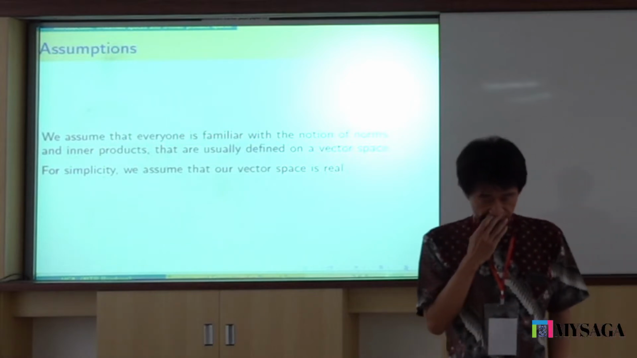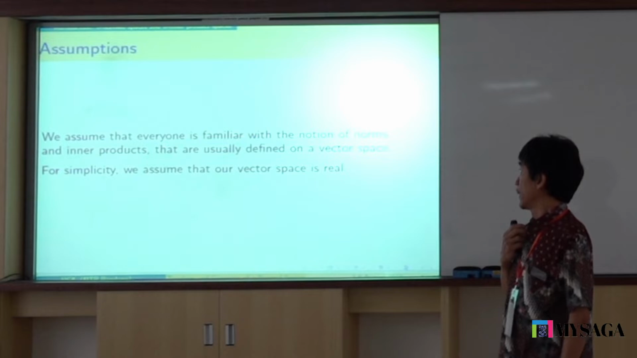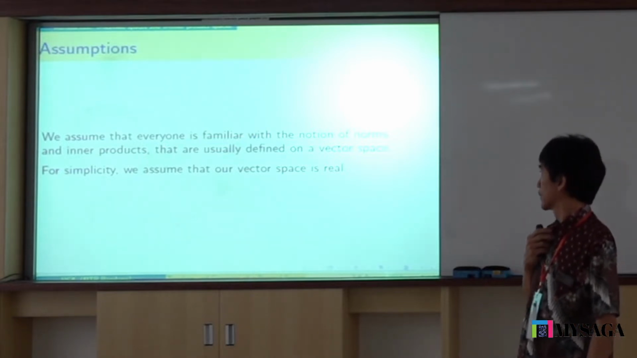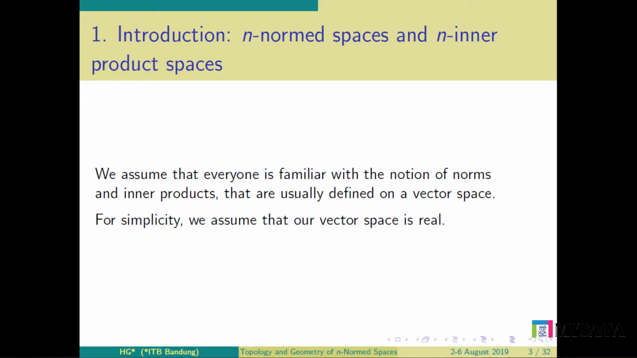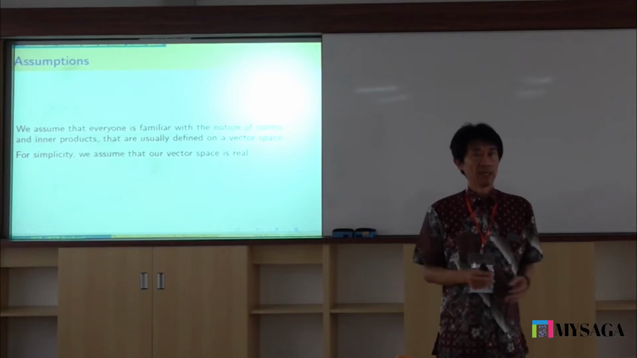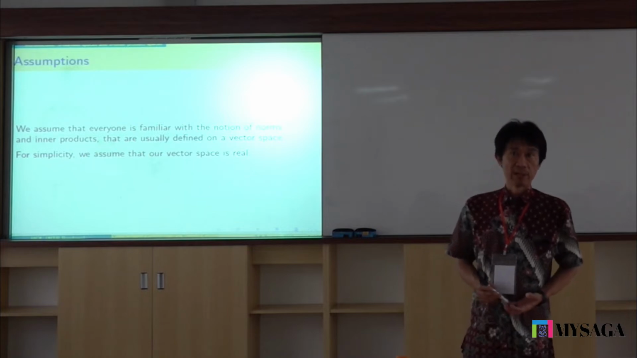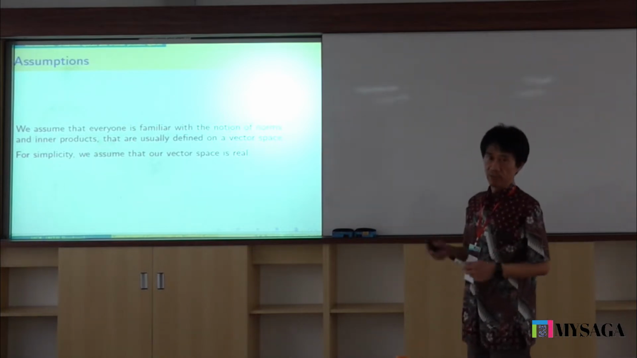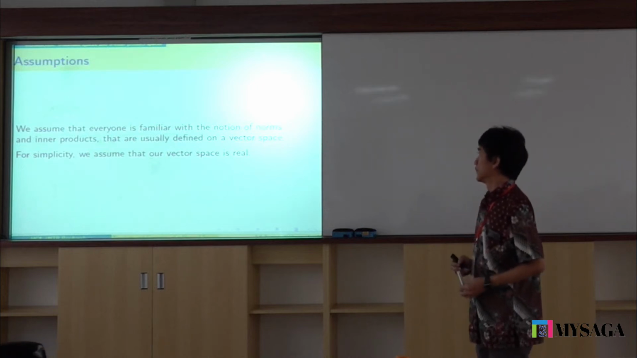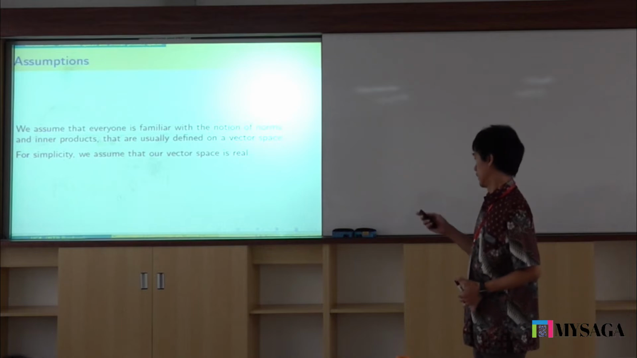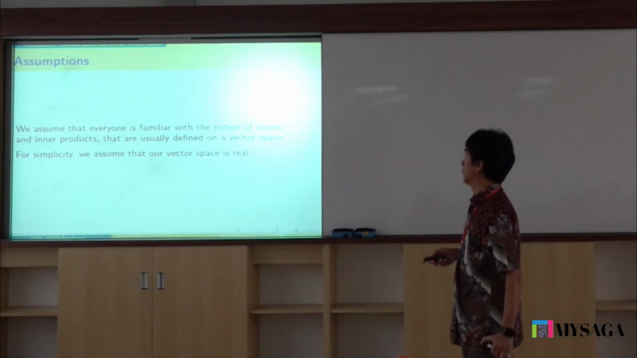Okay, so basic assumptions now. I assume that everyone is familiar with the notion of norms and inner products. They are usually defined on a vector space, and for simplicity, I will assume that our vector space is real. That means the field is R, real numbers. If you like, you can do the complex version of what I talk.